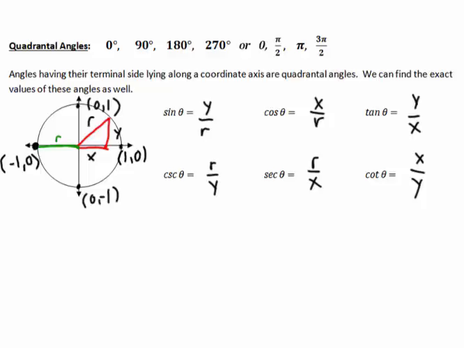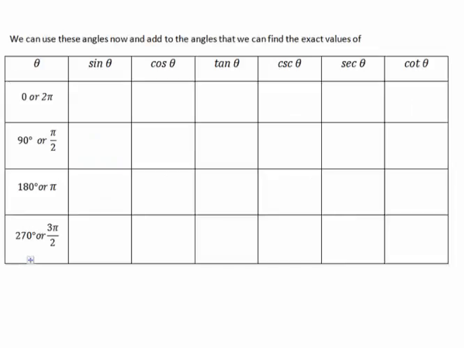Now, the r value at each of these points is also equal to 1. That's the length of this radius. At these quadrantal angles, sometimes they have an x coordinate and no y, and sometimes they have a y and no x. But the r is always equal to 1. And we're going to use that information to now find these exact values.